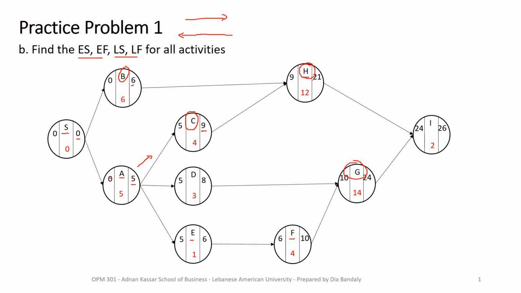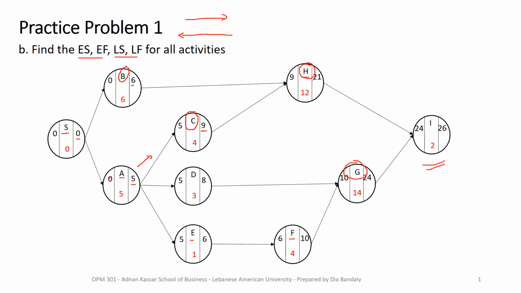Good. So now what we did, we just found, in fact, the project duration, 26, which we did before by finding the critical path. Anyway, that was not our objective here. What we want to do is to find these 4 values for every activity. Now we want to do the backward path, meaning that we start our calculation from that final activity I.